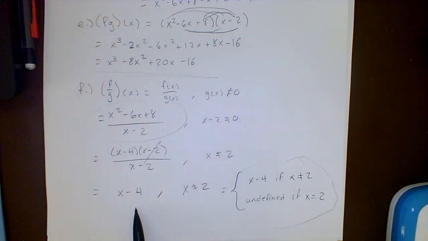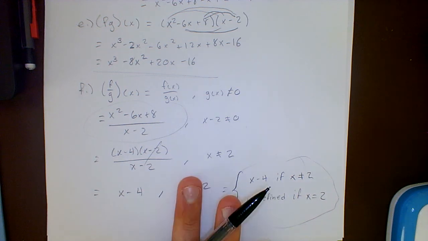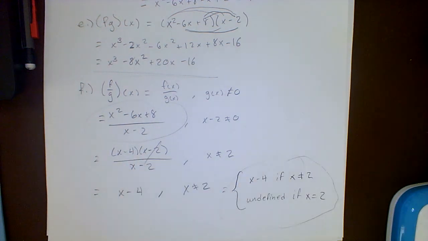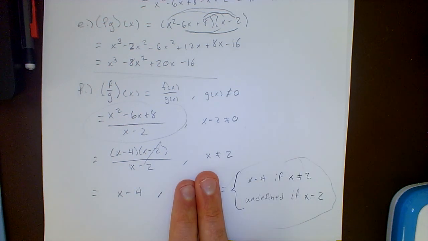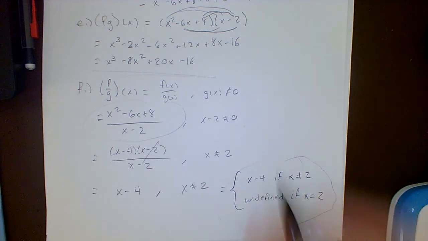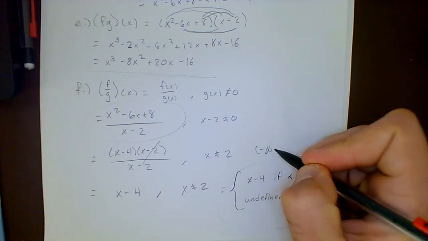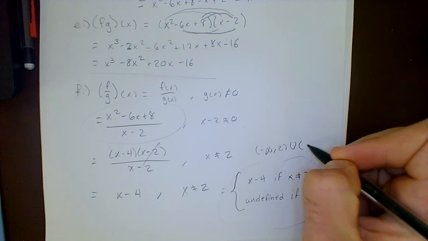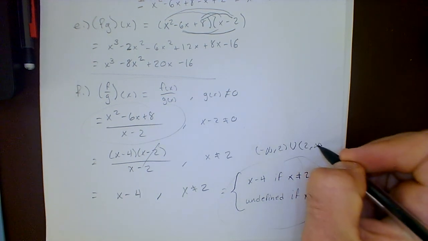But this piecewise function is not quite the same as just plain old x minus 4 without this specification, right? It's because it has two different domains. If you just had x minus 4 without the specification, the domain would be negative infinity to infinity. But here, this function, x minus 4 with this specification, or defined this way, has a different domain. Its domain is negative infinity to 2, or 2 to infinity.